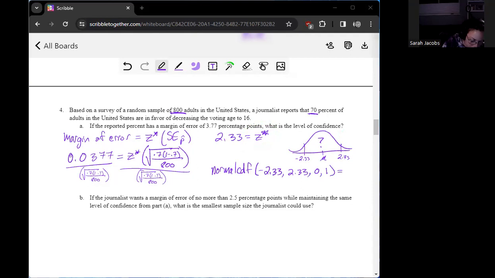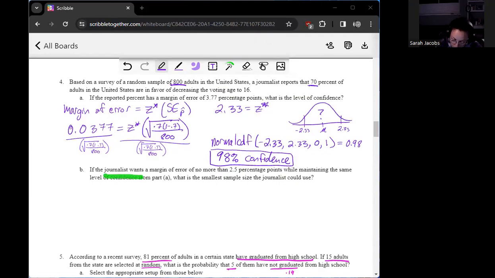When you pop that into your normal CDF, you're going to get negative 2.33, positive 2.33, and we get 0.9802. So that's good enough to say this is 98% confidence. So that's our level of confidence. It's just using z-scores backwards.